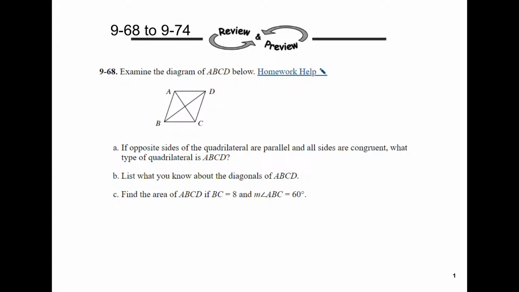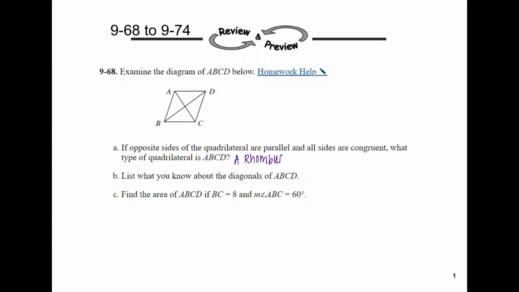Welcome to the review and preview problems in the CCG book, Chapter 9, numbers 68 through 74. 9-68 says, examine the diagram of ABCD below. A, if opposite sides of the quadrilateral are parallel and all sides are congruent, what type of quadrilateral is ABCD? And that would be a rhombus. B, list what you know about the diagonals of ABCD.